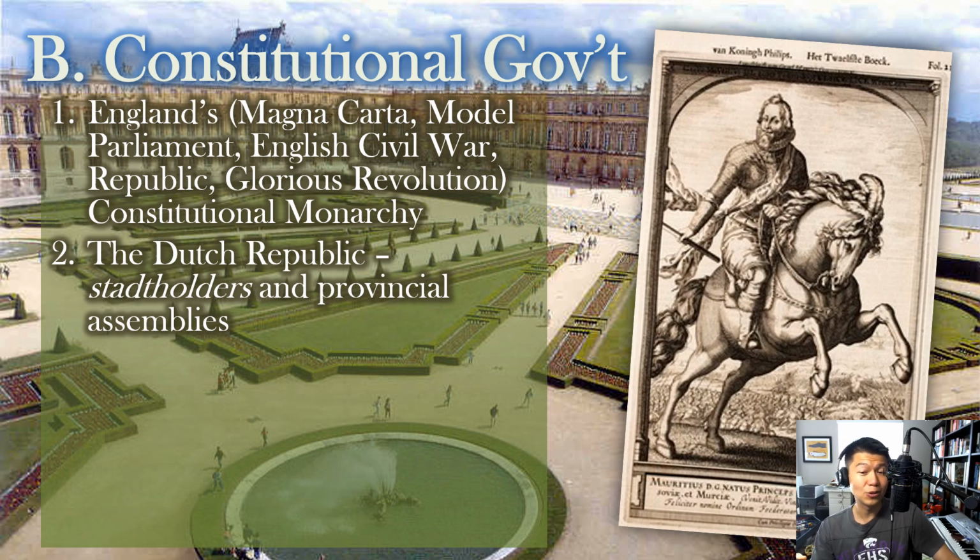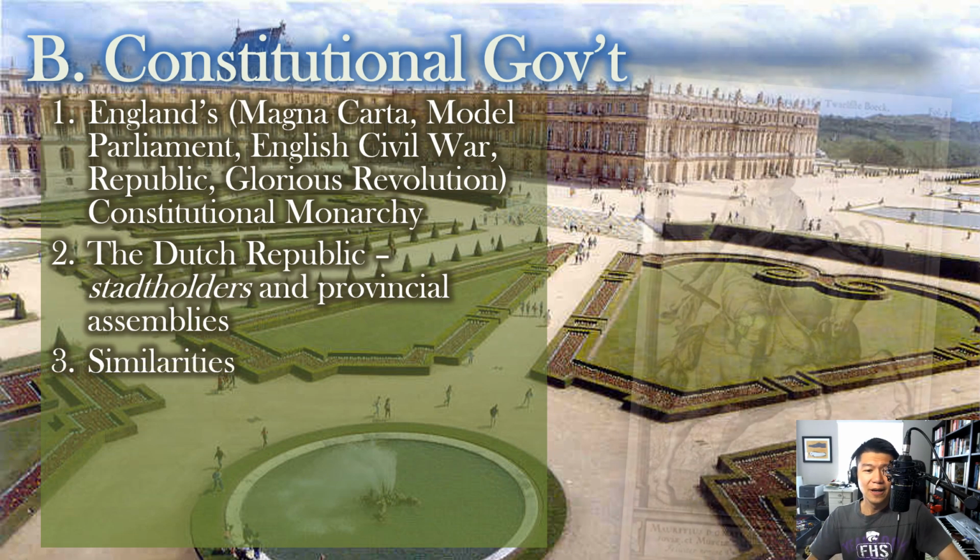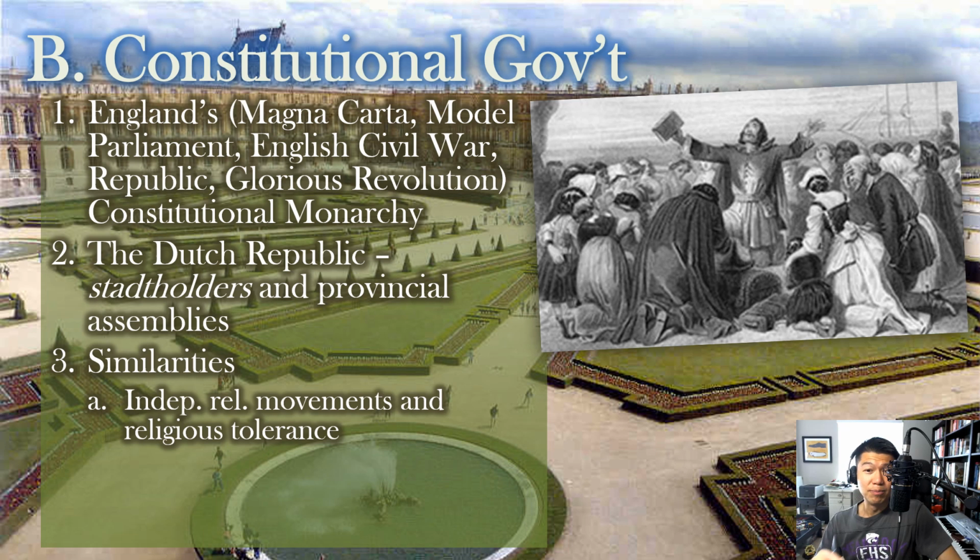But this will continue to hold true, whereby there eventually will be a monarchy in the Netherlands, but they're going to share power with both the provincial assemblies and also these local executives, the stadtholders, and others as well. So there are some similarities with both of these movements, albeit their histories are quite different. One of which is that there are independent religious movements that are being valued in both England and in the Netherlands.